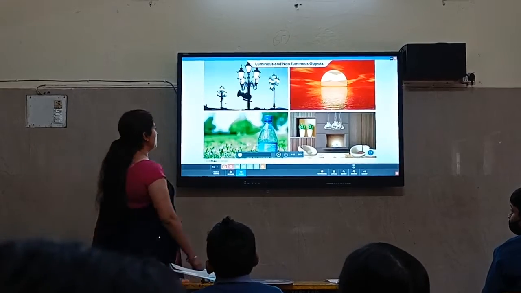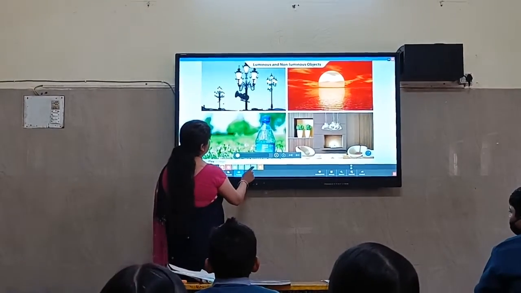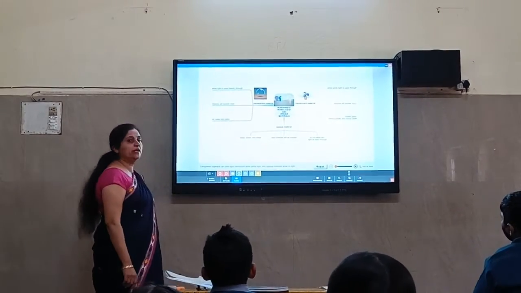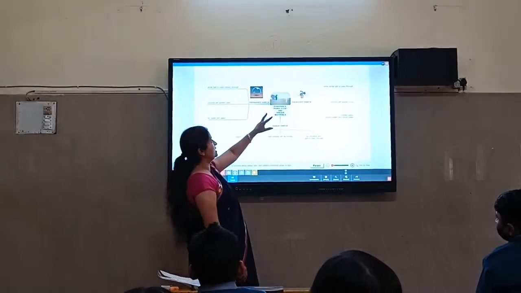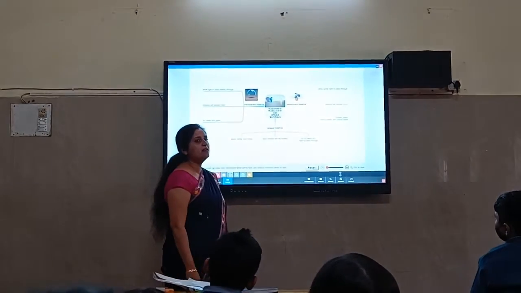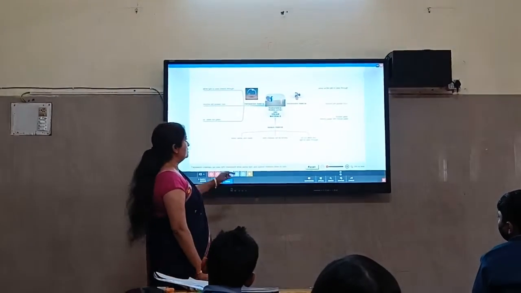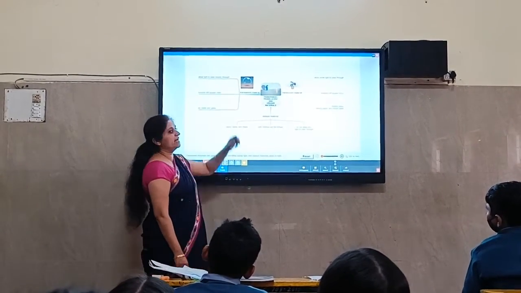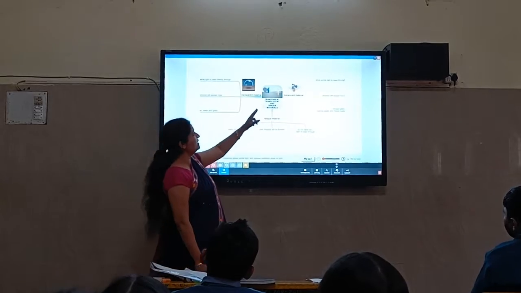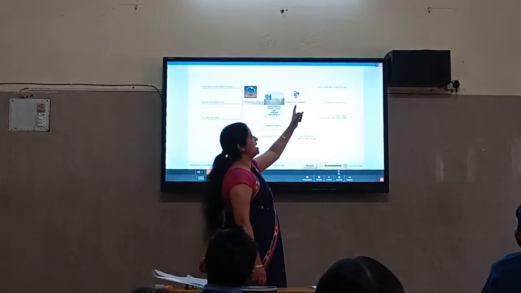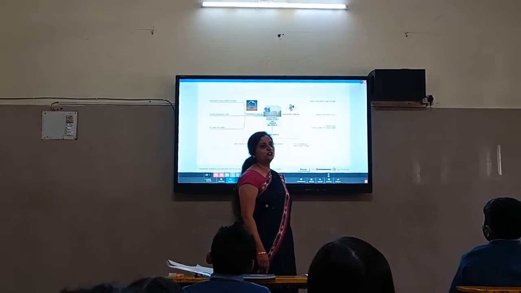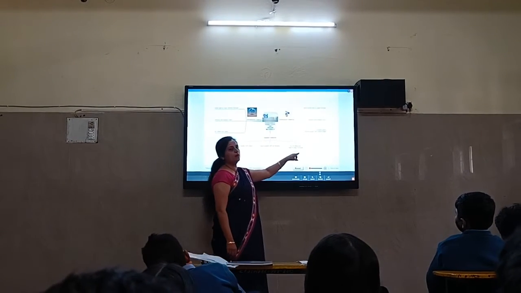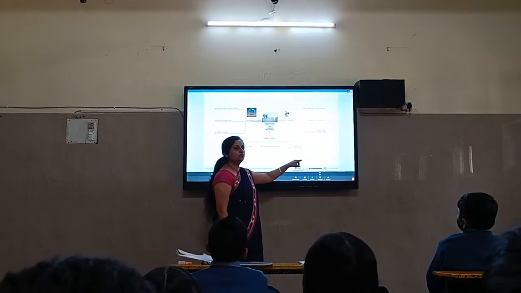Clear? So this was about our transparent, translucent and opaque objects. So what we have studied today? We have studied about transparent, translucent and opaque objects. Now transparent materials, they allow light to pass directly through them. And translucent objects allow some light to pass through them. And opaque objects, they do not allow any light to pass through them.